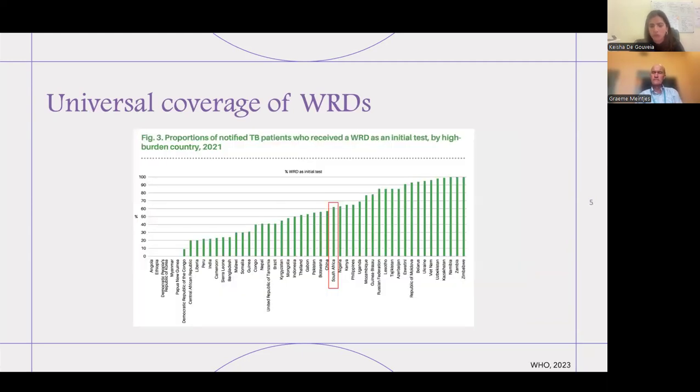This is just the WHO figure based on data in 2021, which of course was a difficult time in the world, but is still reflective of what might be happening. I've just highlighted here in the middle South Africa, where I'm based, which sits somewhere in the middle of the various countries. There's a lot of variation as to how much coverage we've got, but the essential message is that we've got a long way to go to achieve this goal.